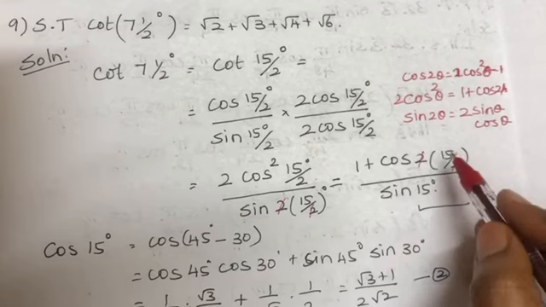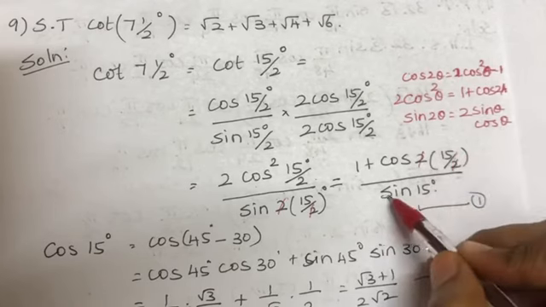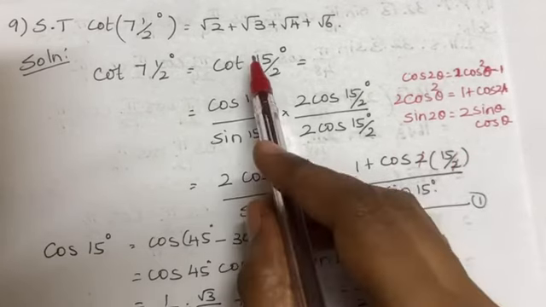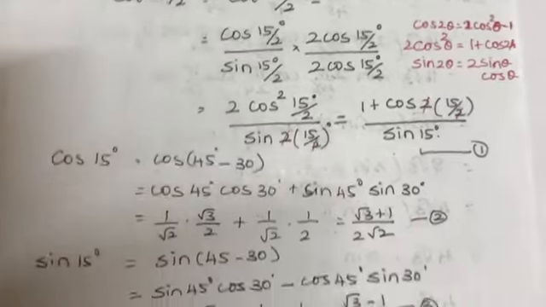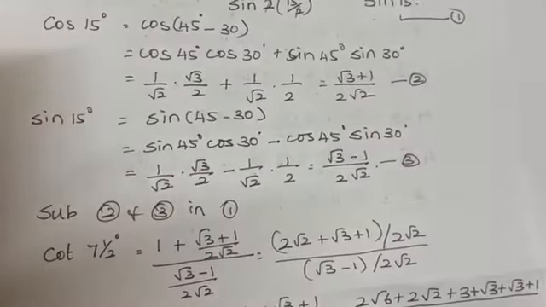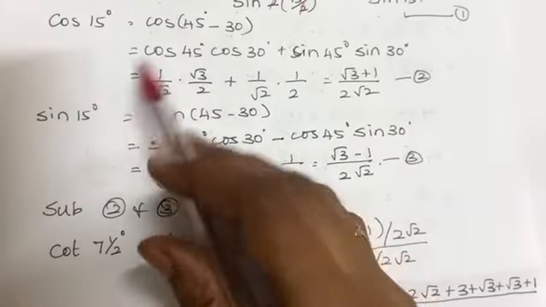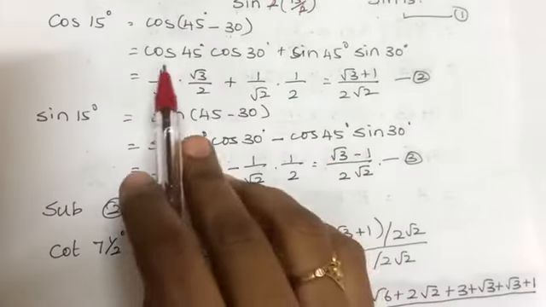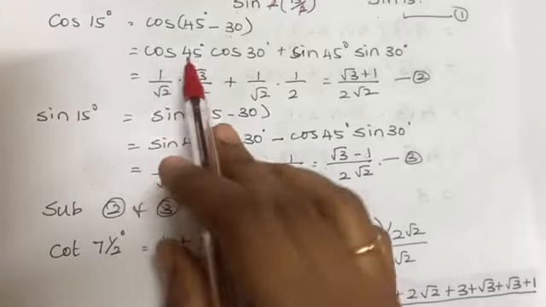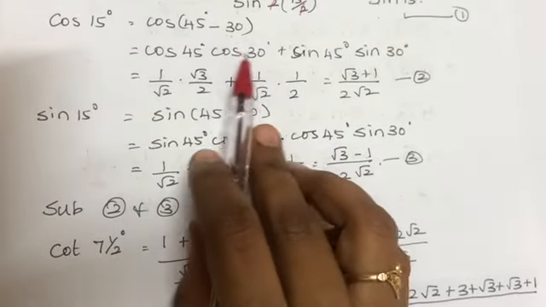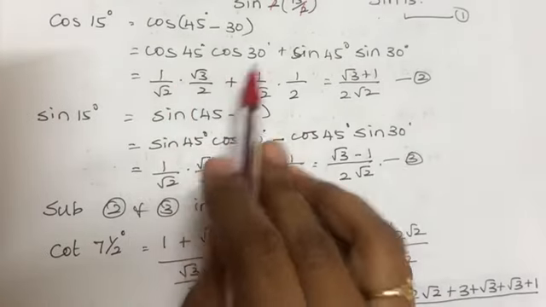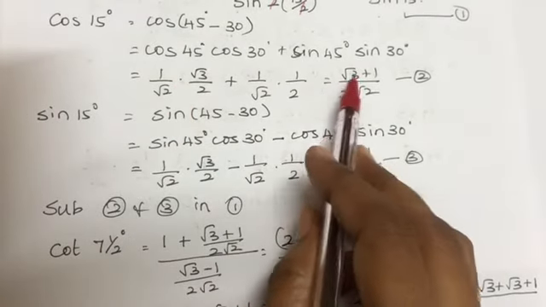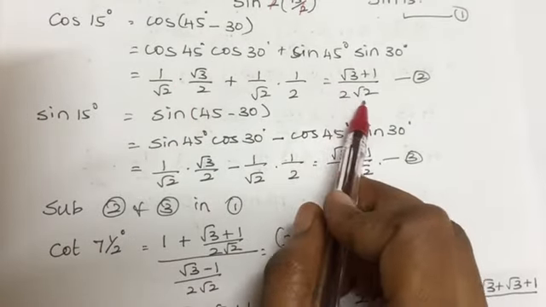Now, if we know the value of cos 15 and sin 15, then we will prove this. So, first we are going to calculate it. Cos 15: I write 15 as 45 minus 30. So, cos(45 minus 30) is cos 45 cos 30 plus sin 45 sin 30, that is cos A cos B plus sin A sin B. Substituting all the ratios, I get (root 3 plus 1) divided by 2 root 2.